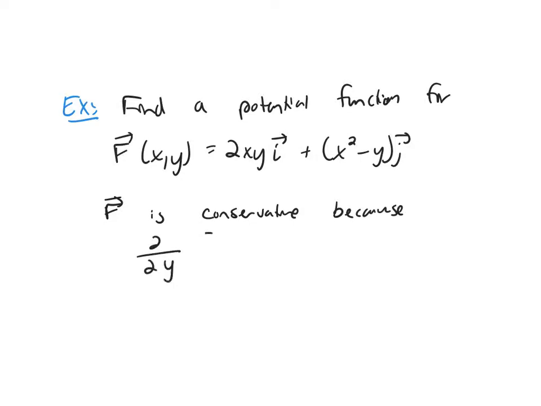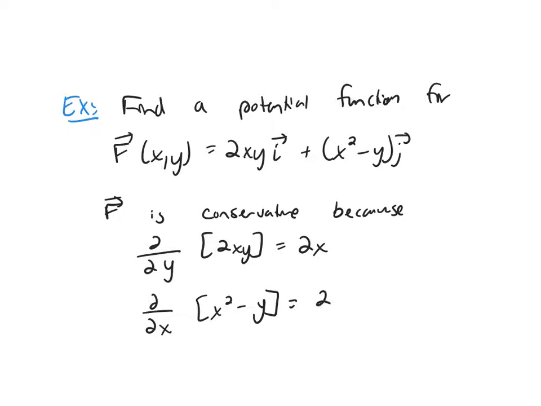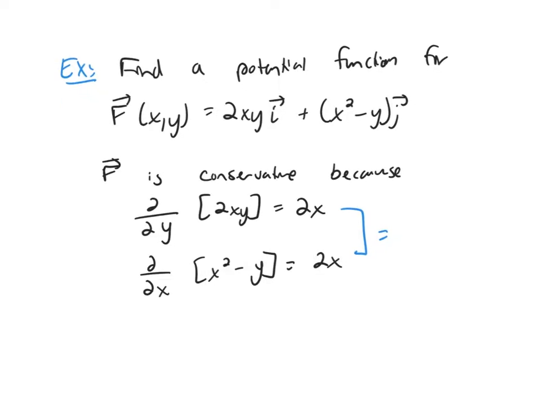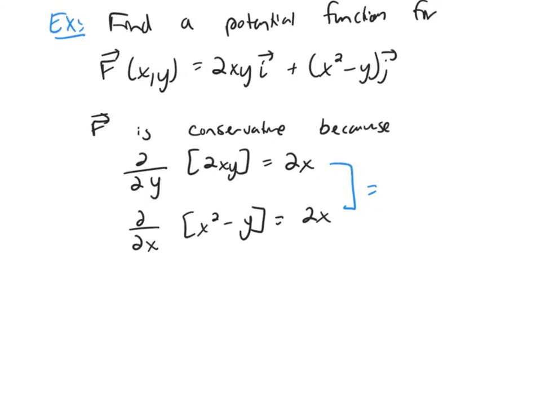The partial derivative with respect to y of M is 2x. The partial derivative with respect to x of N is 2x. And these two things are equal. So we know F is conservative, which means we can find a potential function.